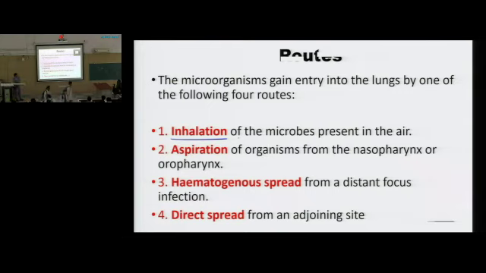Or as I told you, it can be due to the aspiration of organisms from the nasopharynx and oropharynx, also aspiration of some food particles, that leads to secondary infection. Or there can be infection from direct spread, direct injury. There can be traumatic injury, or there can be direct spread from adjoining structures like heart, pleura, right, mediastinal organs. If that organ has infection, the adjoining structures like the lung can get the direct infection.